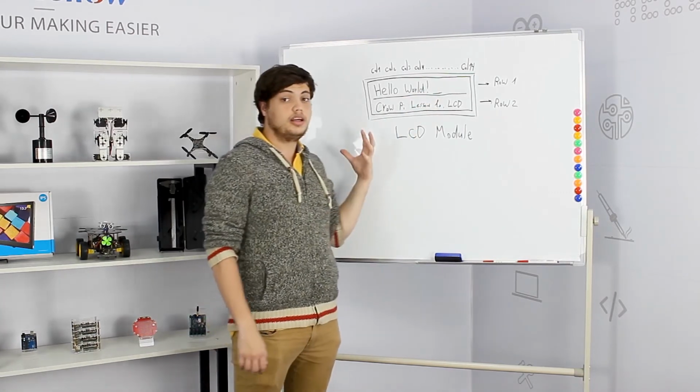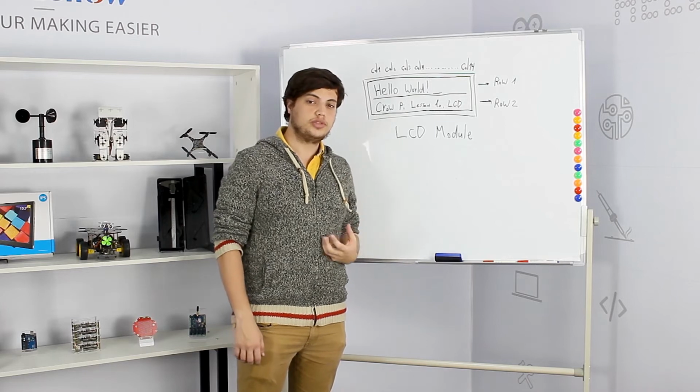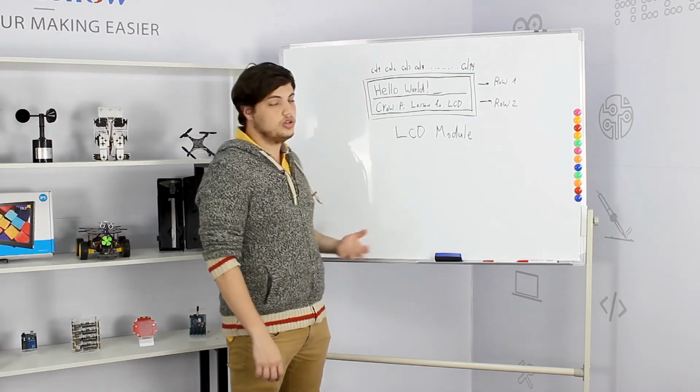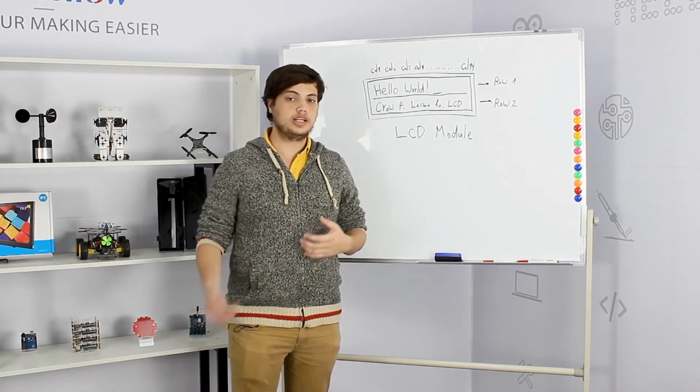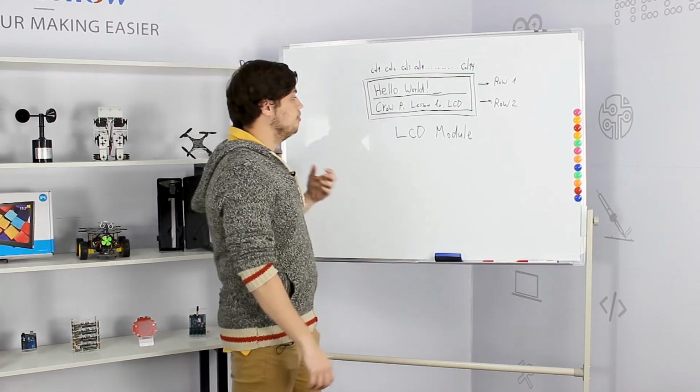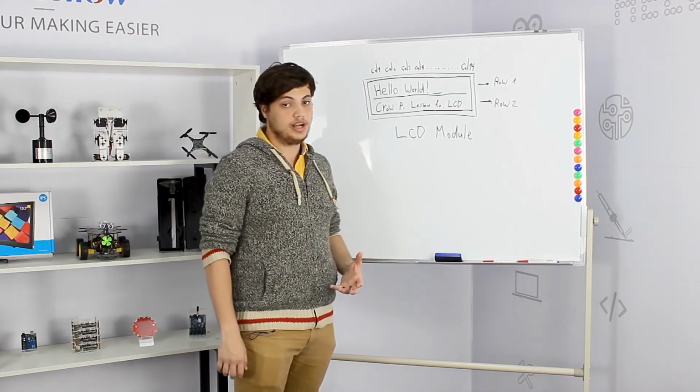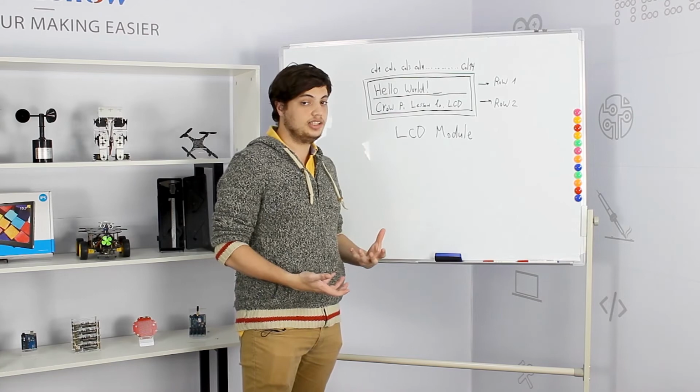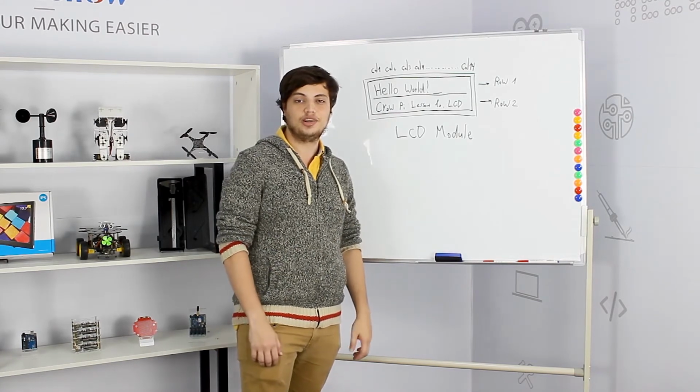The LCD module uses I2C. It doesn't use the normal GPIO that we use in other lessons. It's a bit different, but very easy, trust me. How easy is it? Let's go to our CrowPi and take a look.